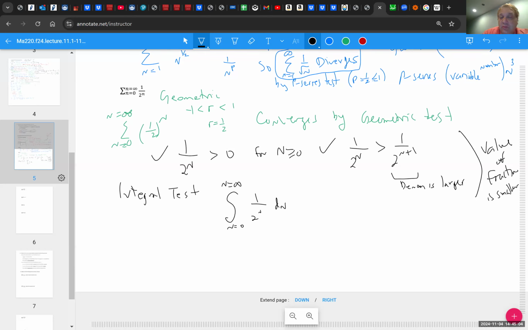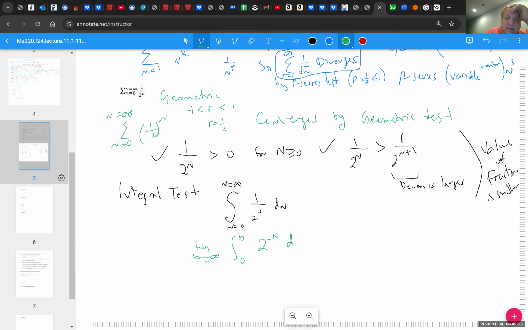The way you do an integral like this, it's called an improper integral. What you do is you just do a limit. You make up some letter like b, and you just go from 0 to b instead of 0 to infinity. I'm going to write this as 2 to the negative n dn, just to make it easier to anti-differentiate when it's just one base of 2 instead of a fraction.